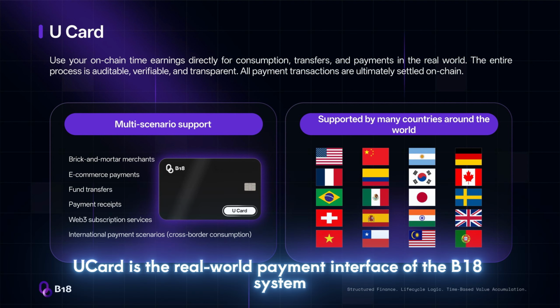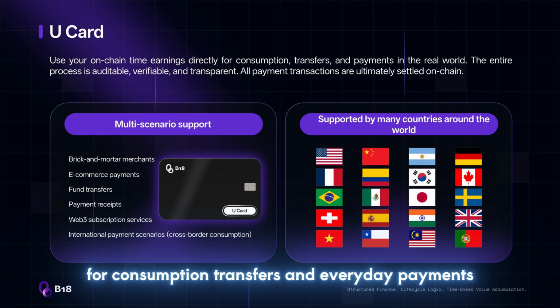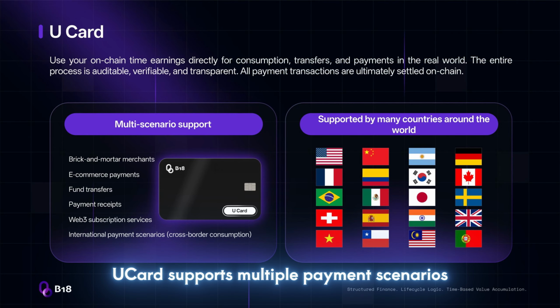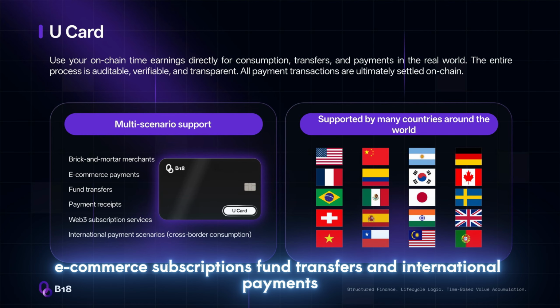uCard is the real-world payment interface of the B18 system. It allows users to directly use their on-chain time-based earnings for consumption, transfers, and everyday payments. uCard supports multiple payment scenarios, including brick-and-mortar merchants, e-commerce, subscriptions, fund transfers, and international payments.